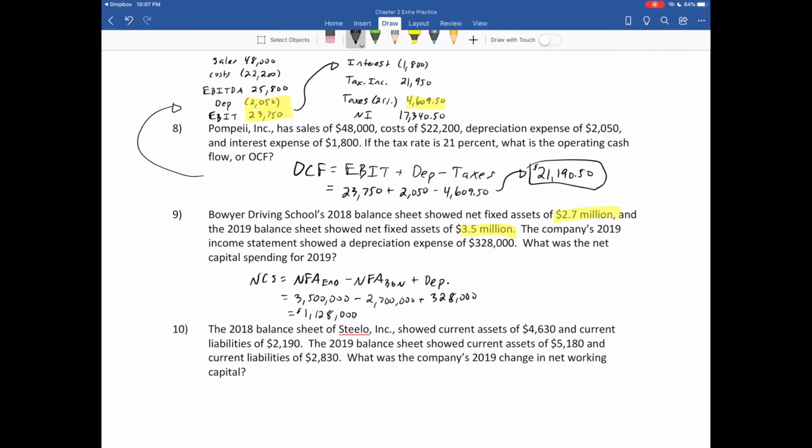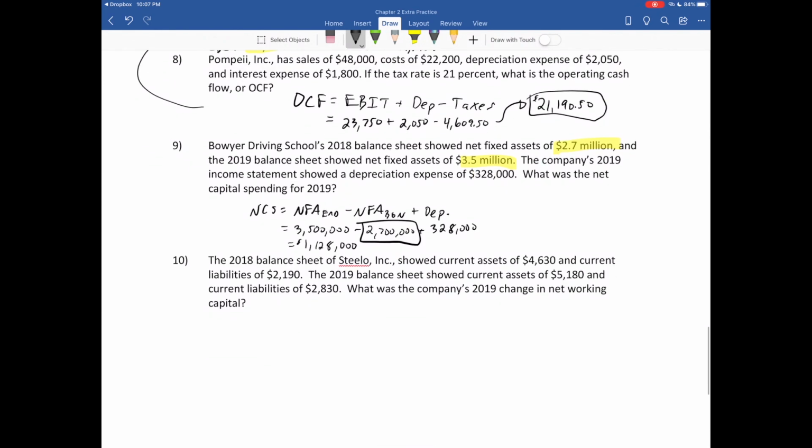Once again, a positive value signifies that they spent more on their fixed assets over that time period. A negative value, meaning that their beginning fixed assets are greater than their ending, would mean that they sold off more of their fixed assets, signifying a cash inflow. And then last up here, number 10, we have current assets for this company and current liabilities for 2018. Same for 2019. What was the company's change in net working capital?